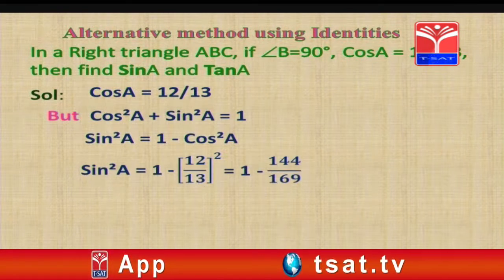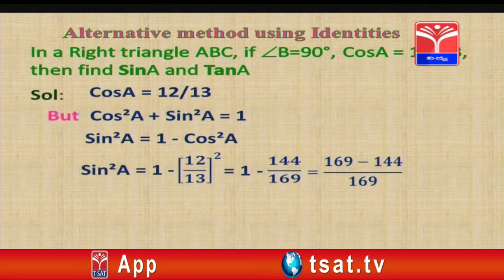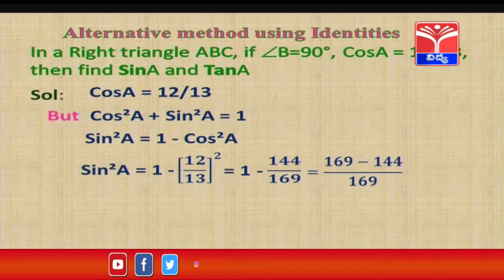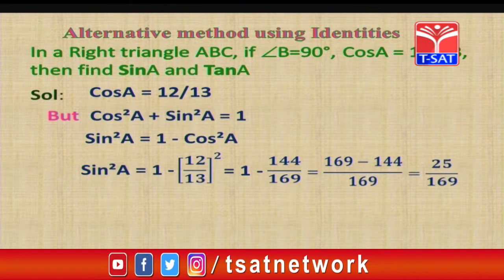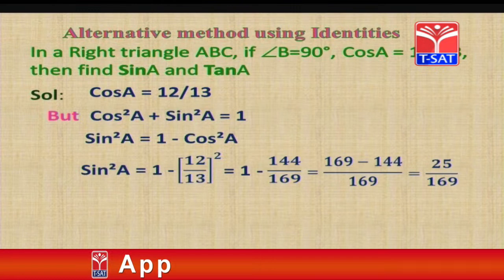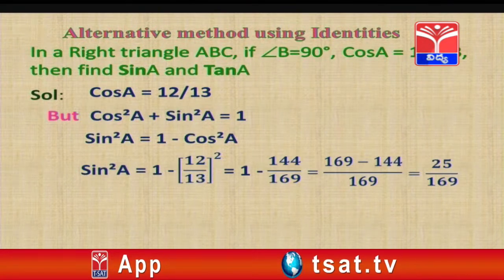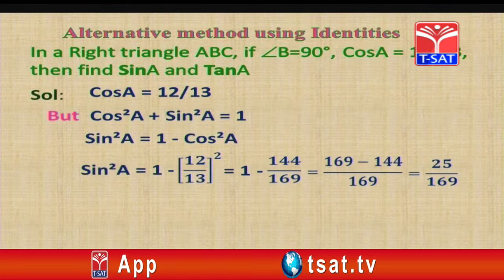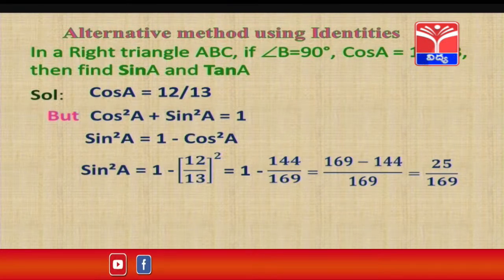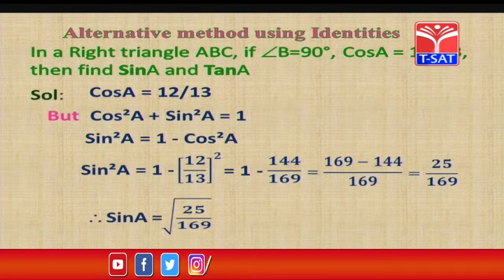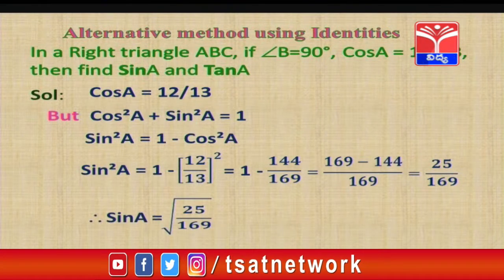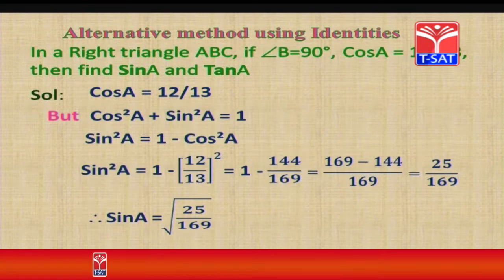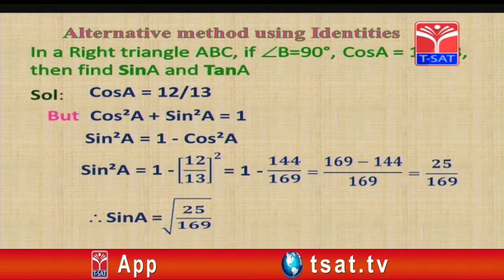So, if I take the LCM, I will get 169, so you will be getting the numerator as 169 minus 144. After subtraction of 144 from 169, you are getting 25. So, it is going to be 25 by 169 the ratio, right. Now, this is sine square A. What about sine A? Let us see. Therefore, sine A is equal to under root of 25 by 169, which is equal to 5 by 13.